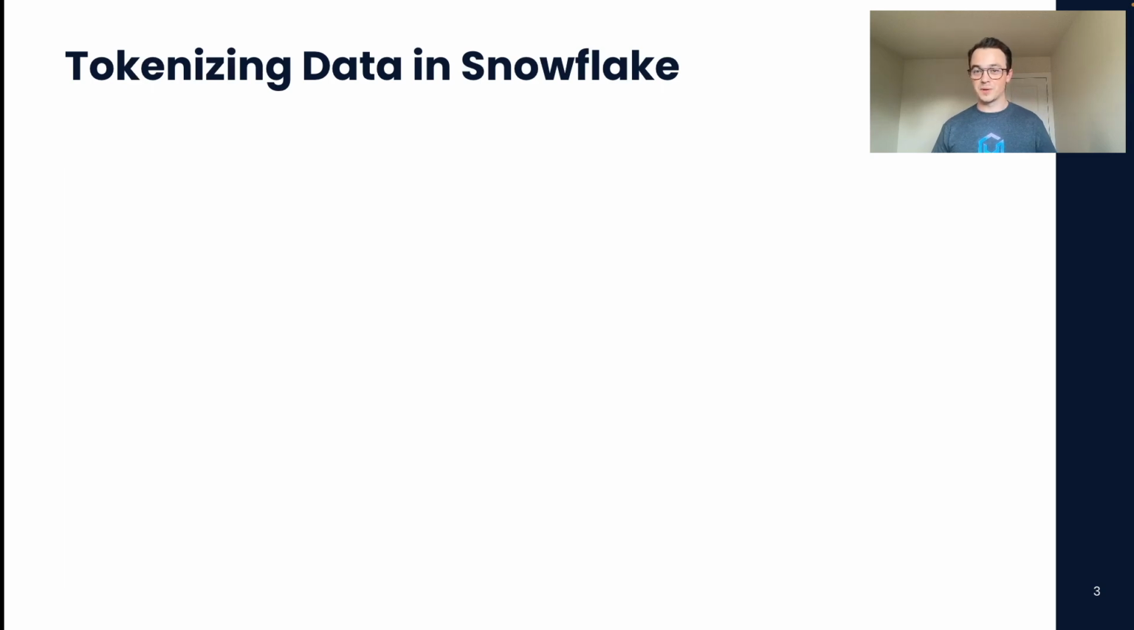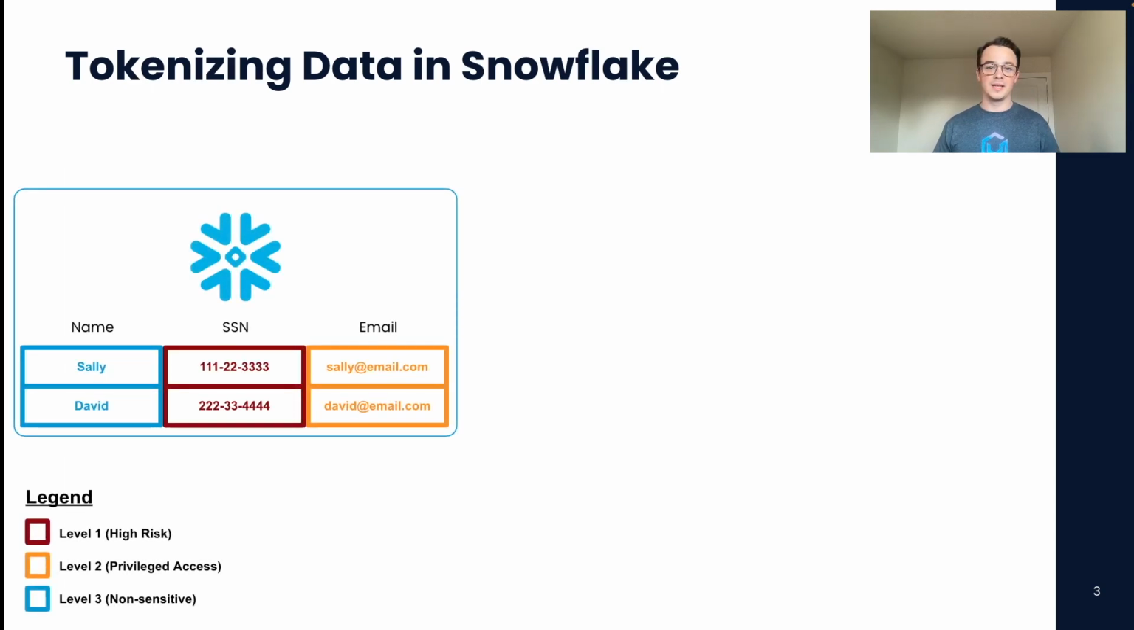So, how does this work with Snowflake? Here I have an example of a table that would be in your Snowflake environment that has multiple columns, all with their different risk profile. So we have name, our first name, which we're calling level 3 because it's non-sensitive, so anybody can get access to this data. Next we have social security number, which is high risk, because if somebody got access to this data, they could steal that person's identity.